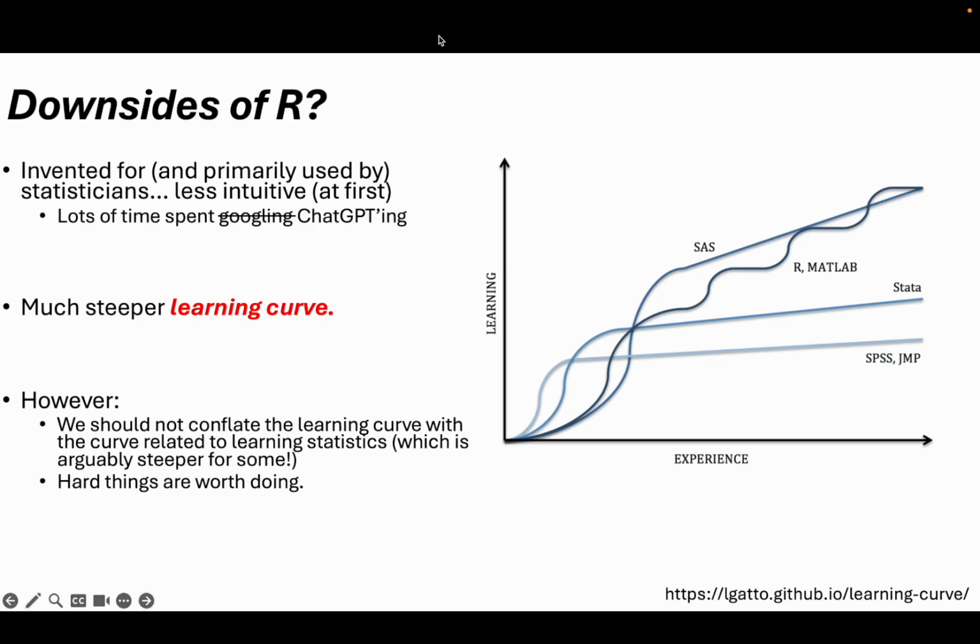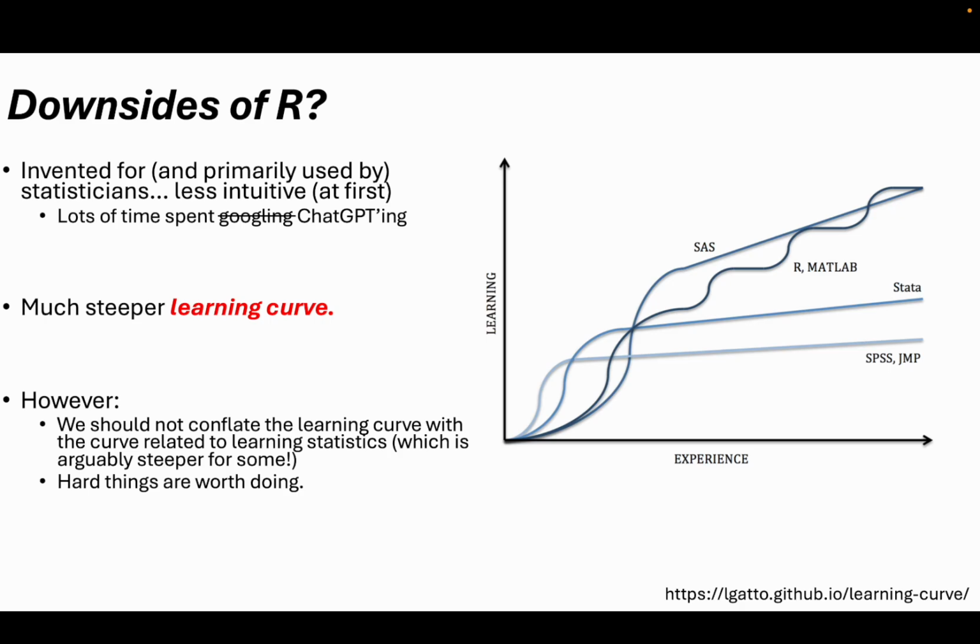So people have tried to plot what this learning curve might look like for different software packages. And you can see R is the most unpredictable and the steepest are MATLAB, which are two text-based coding ones, compared to SPSS, for example. However, we shouldn't conflate this learning curve with the learning curve for actually learning statistics as well.